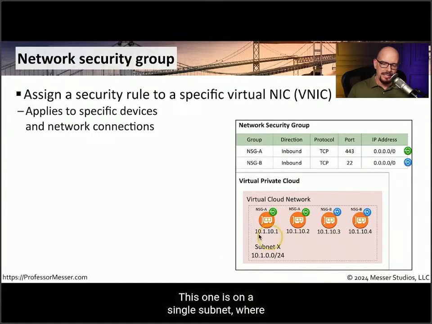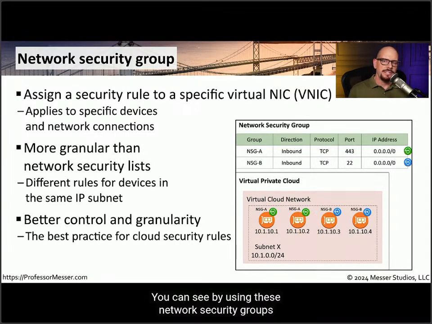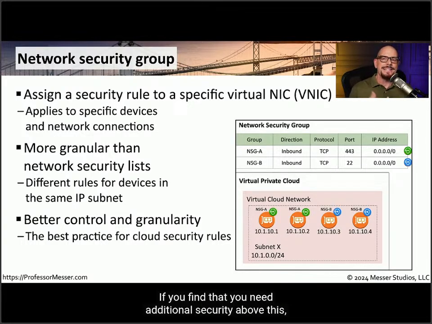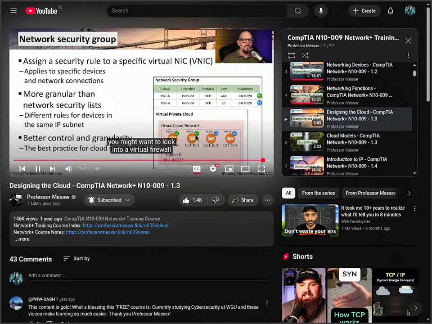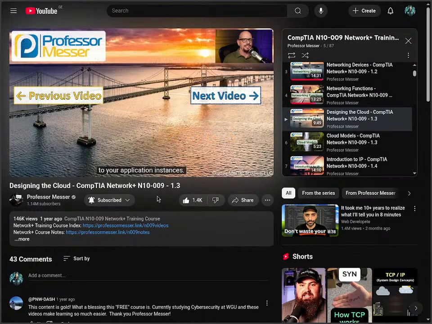This one is on a single subnet where I've defined different rules for different interface cards within the same virtual cloud network subnet. You can see by using these network security groups that we do have additional granularity that we could bring down to the individual interfaces. But this also increases the amount of administration required to manage all of these different lists. If you find that you need additional security above this, you might want to look into a virtual firewall or other virtualized platform to include additional security to your application instances.